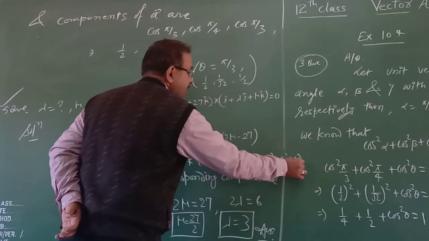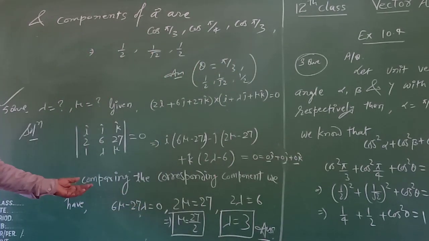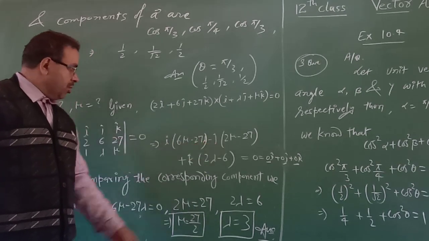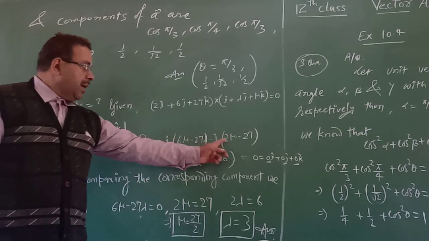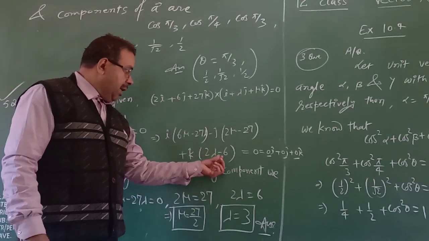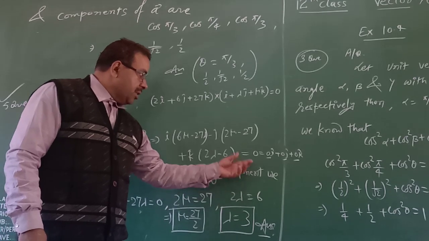So by comparing corresponding components, we have 6 mu minus 27 lambda is equal to 0, the coefficient of i, and 2 mu minus 27 is also equal to 0, and 2 lambda minus 6 is equal to 0.